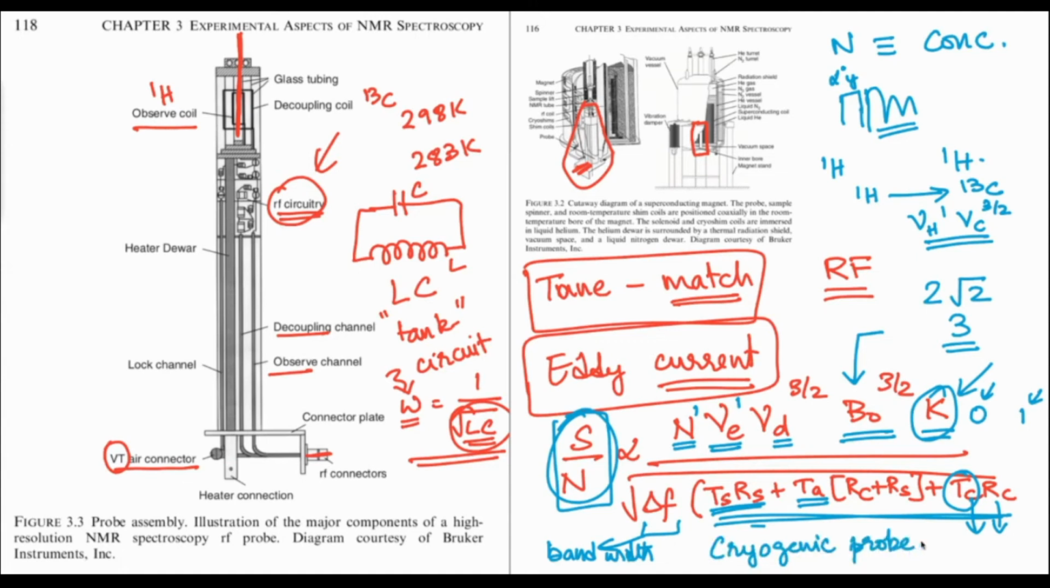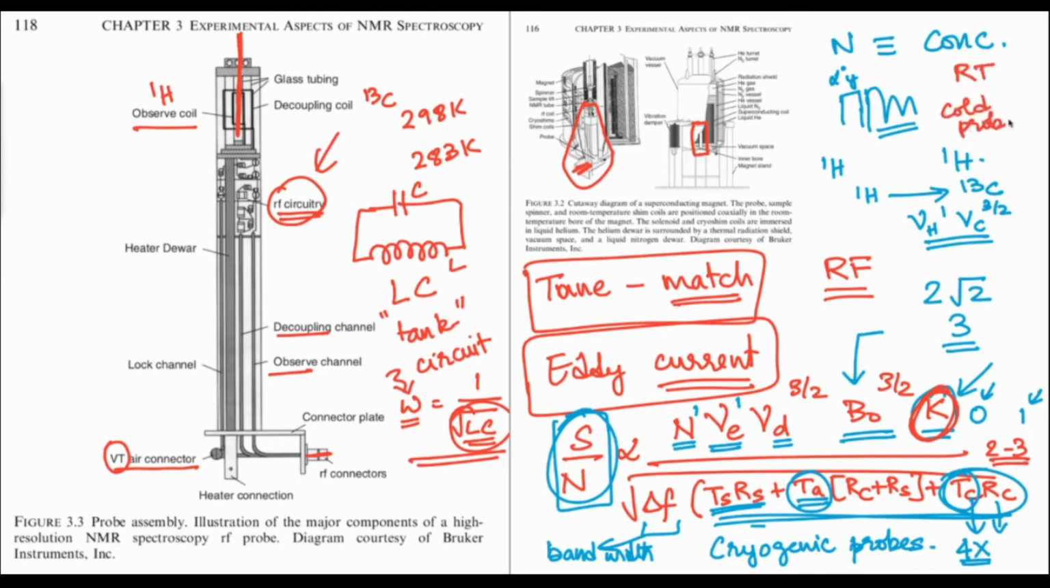In cryogenic probes, what is done is that they reduce the temperature of the coil in addition to the preamplifier, which helps you get a sensitivity boost theoretically of 4 times. This comes at a little bit of a cost of the K value, but overall people end up getting at least 2 to 3 times sensitivity boost when they use an RT probe versus a cold probe.